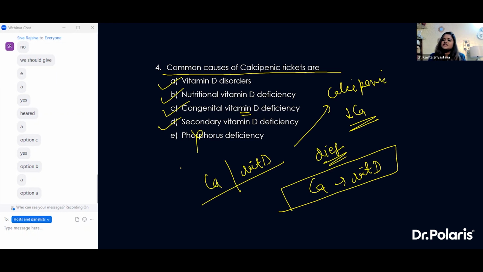But phosphorus deficiency will not cause calcipenic rickets. It will cause phosphopenic rickets. Okay? Phosphopenic rickets is a very resistant form of rickets which does not happen usually. It happens in very rare causes. So more commonly we see cases of calcipenic rickets.